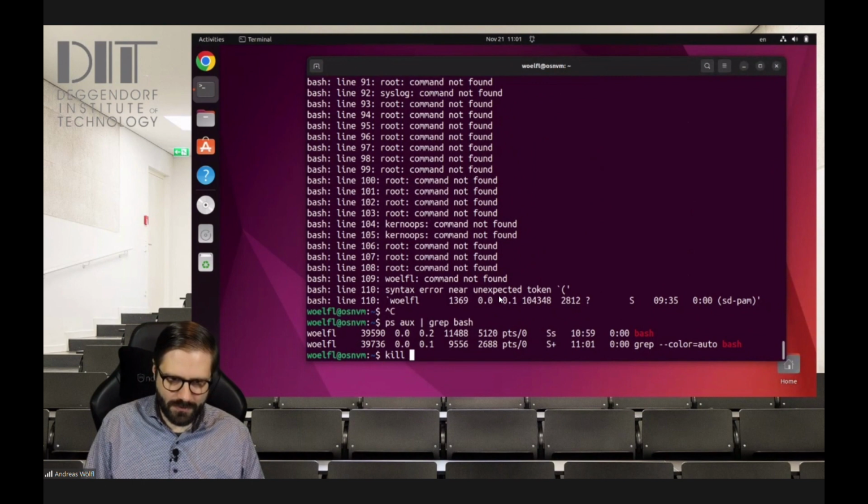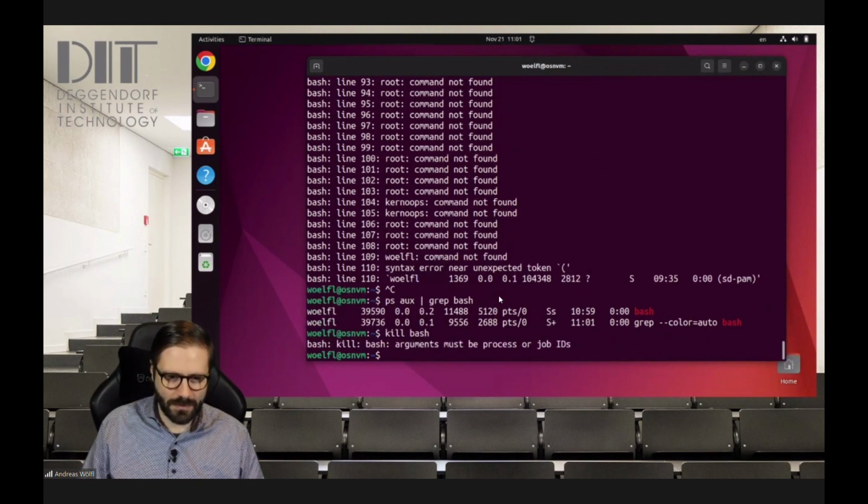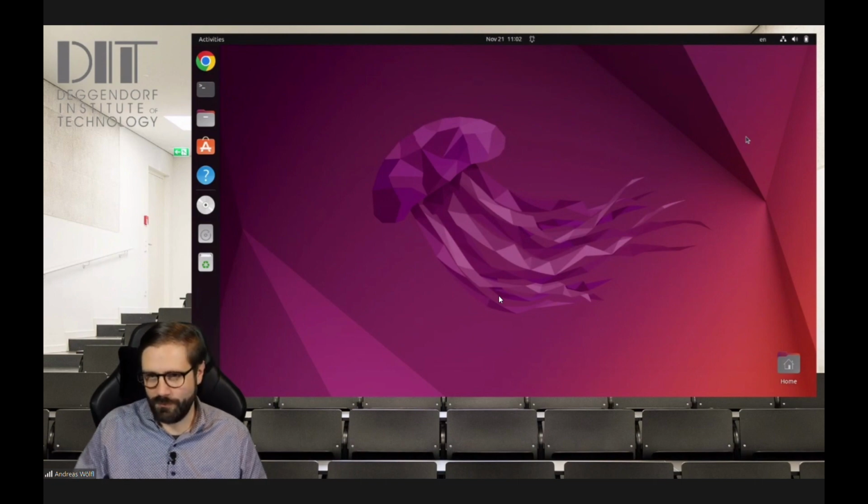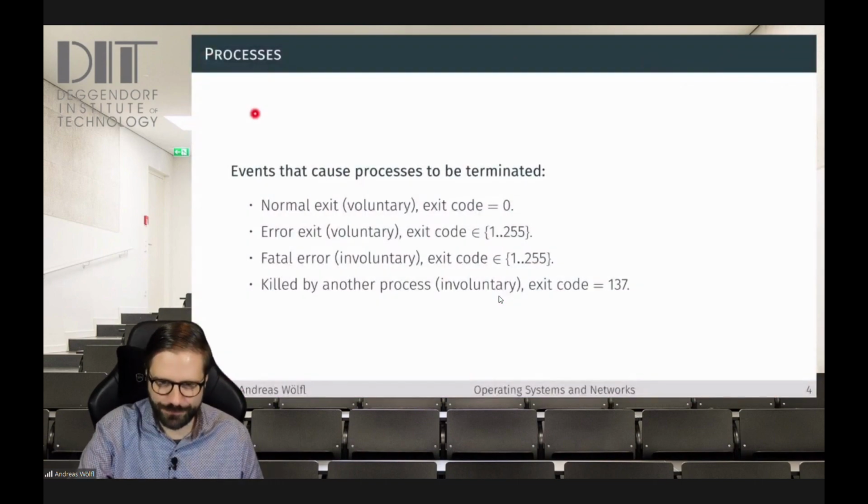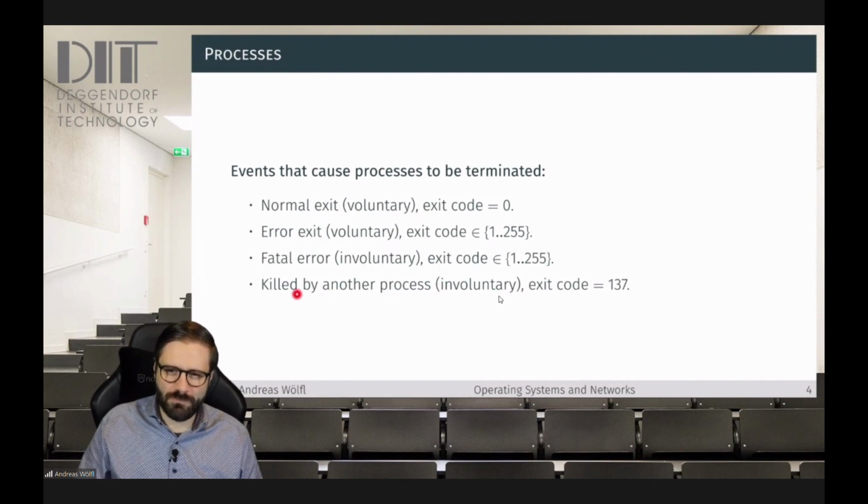And if I write kill bash, then this does nothing. What you can do, this is pretty famous in bash scripting, is a kill -9 and then you take this number, this is the process ID. Then this should kill my bash shell, and it does. So I crashed my bash shell basically. So the process that I spawned on the bash shell killed another process, exit code 137.